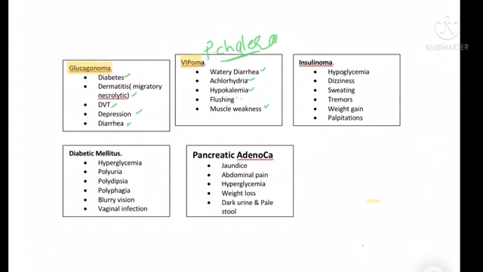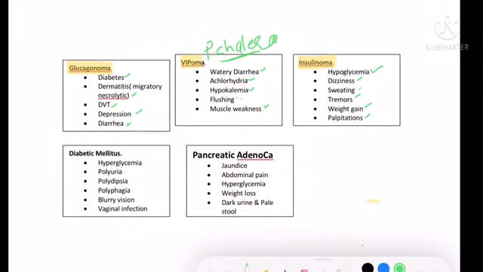So there will be watery or secretory diarrhea, and achlorhydria, because the VIP inhibits gastrin secretion. Once there is less or no gastrin, there will be deficiency of HCl production. There will be hypokalemia, flushing, and muscle weakness. In case of insulinoma, everybody knows that it is the excessive production of insulin with an equal amount of C-peptide. So there will be hypoglycemia, dizziness, sweating, tremor, weight gain, palpitations, and many other symptoms as well.